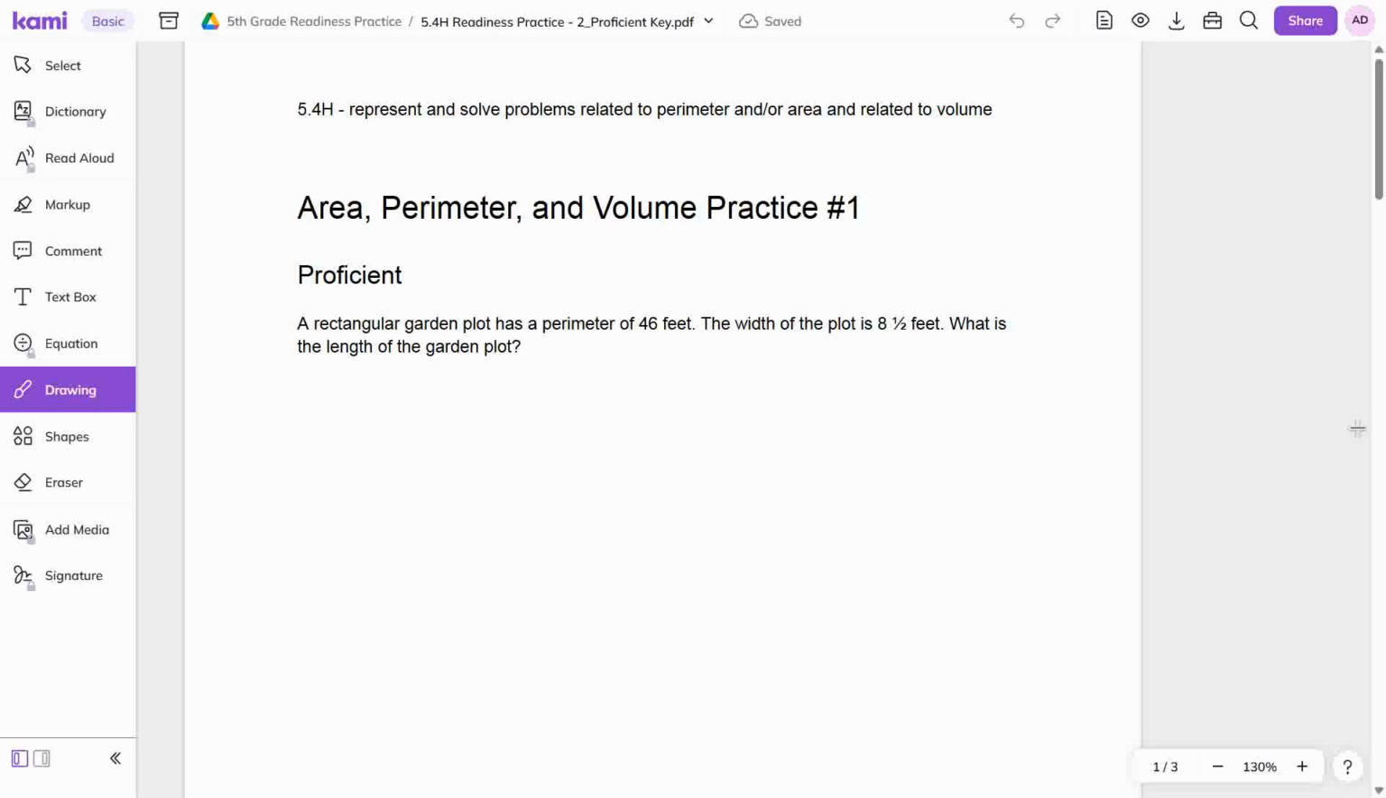Today we are looking at the 5th grade concept of area, perimeter, and volume. This is 5.4H Readiness Practice, the Proficient version.